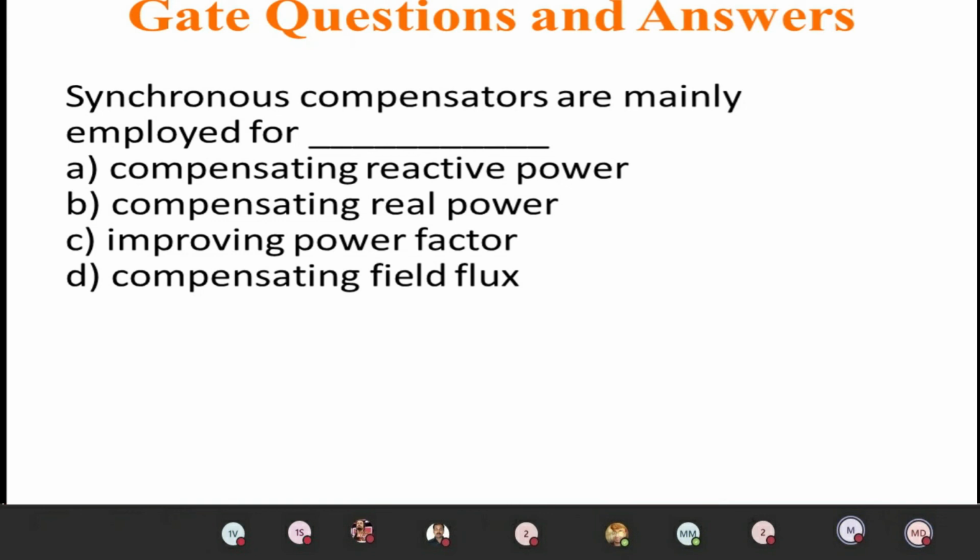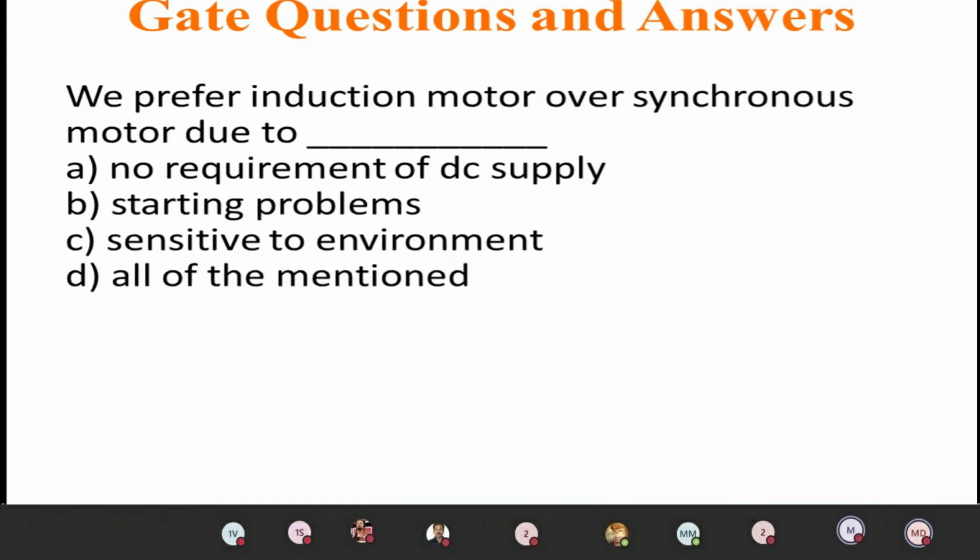Due to the delivering of reactive power, the action is improving the power factor. Comparing both answers, A is correct. Synchronous compensator is a source of reactive power.